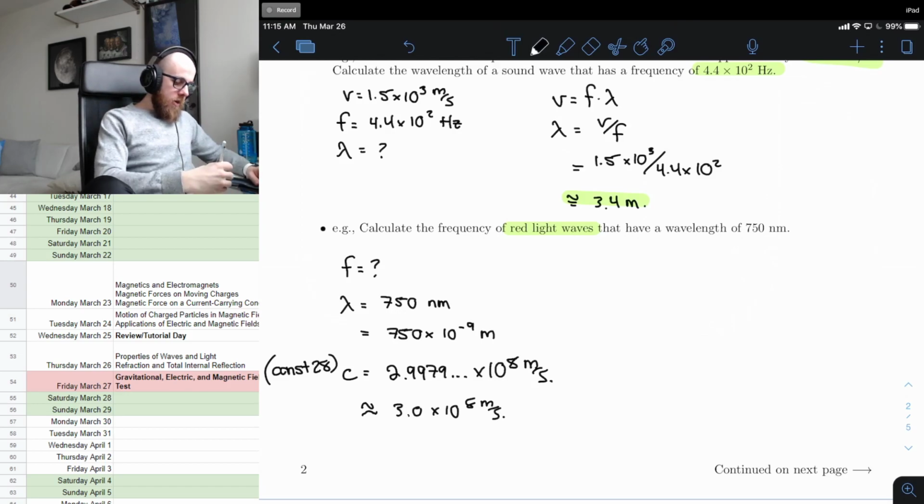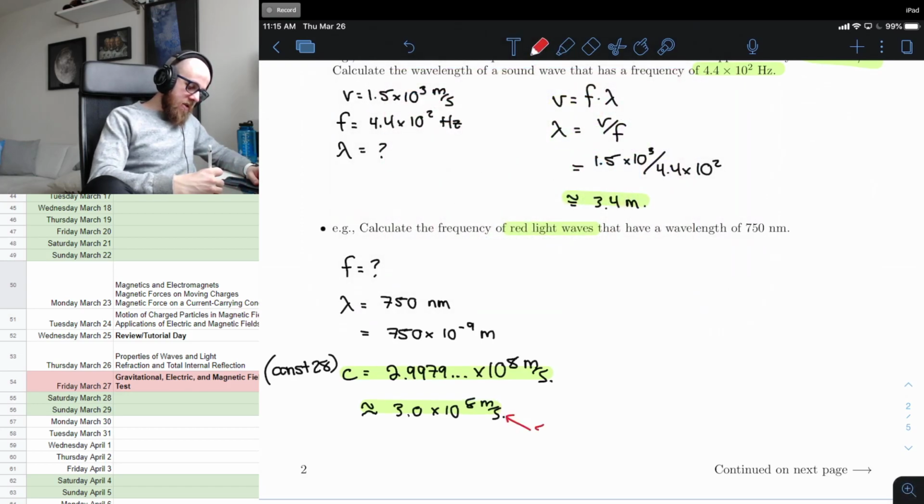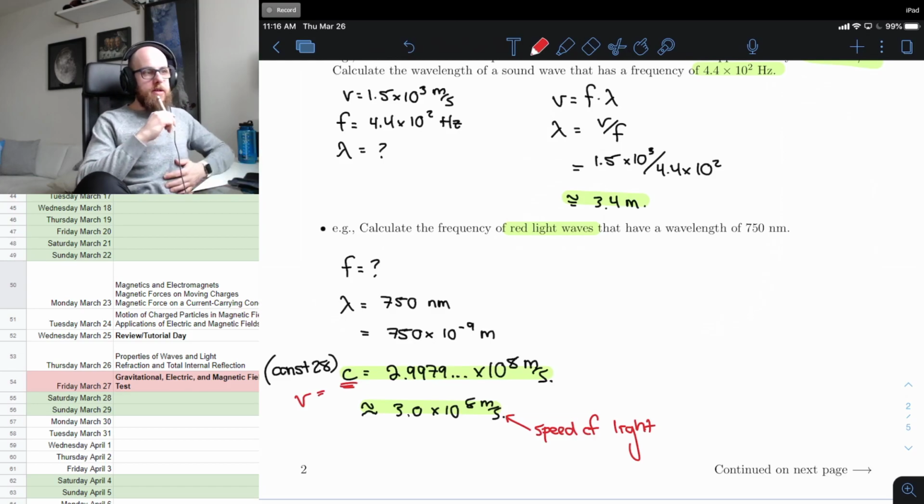Okay, and light can reach that speed. You and I cannot reach that speed though. This is the speed of light. And we use the letter C to denote it, but really this is just the same as any other speed of a wave, right? So this is our V in the universal wave equation.